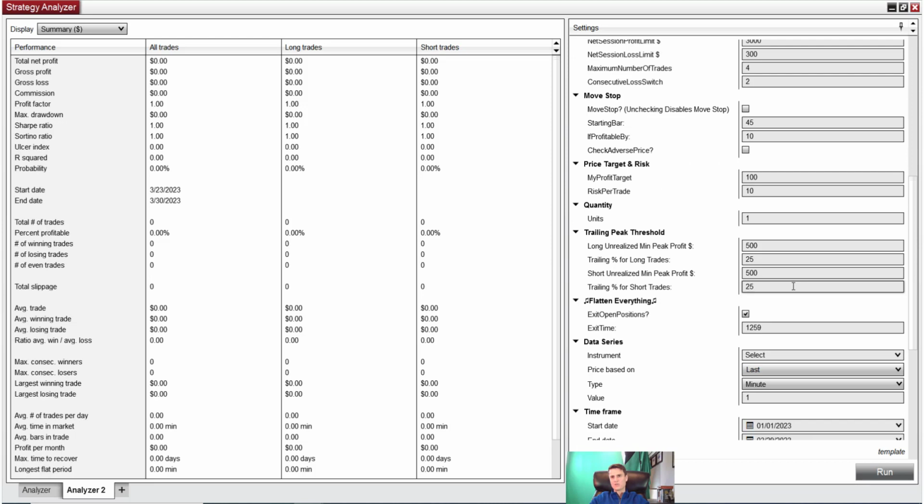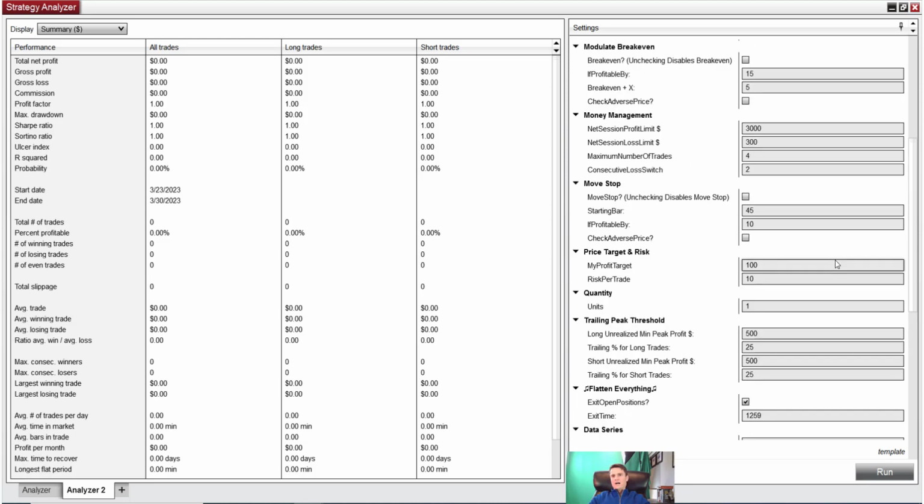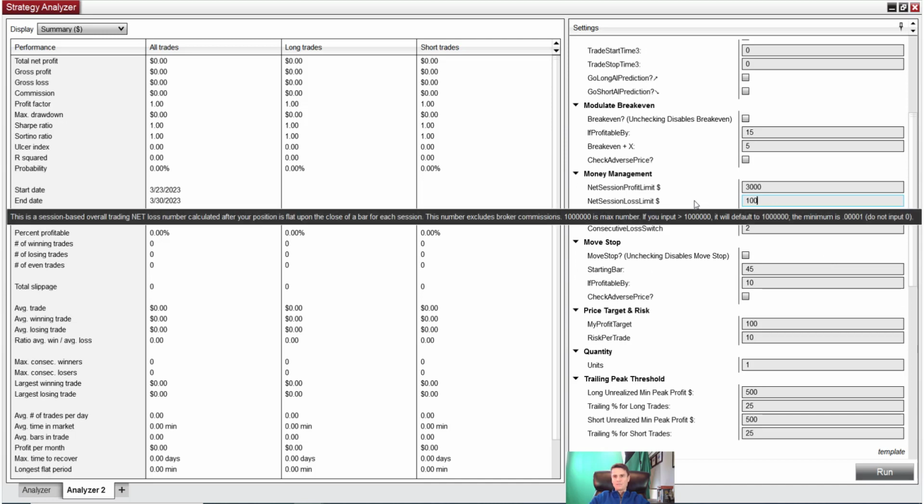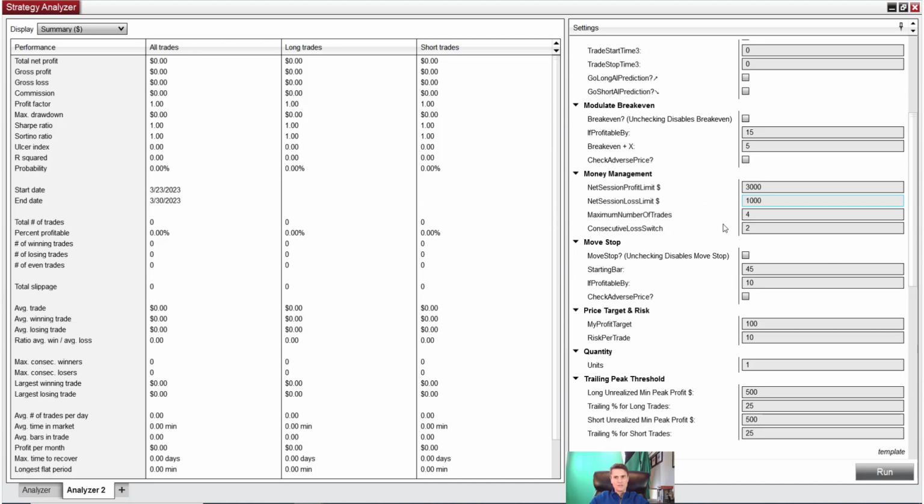And what else? Let's go and set it up for the money management side. Right off the bat, I'm going to say 1,000. I mean, you could put a smaller number, a bigger number. I don't know what size you're trading. I don't know what you're moving.